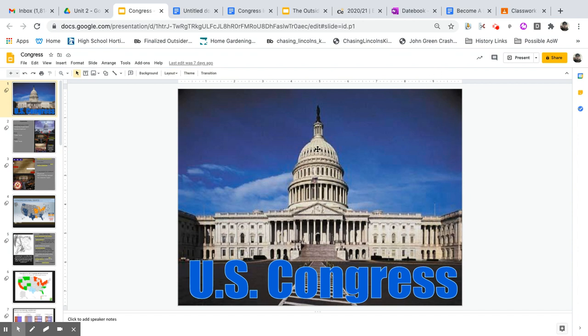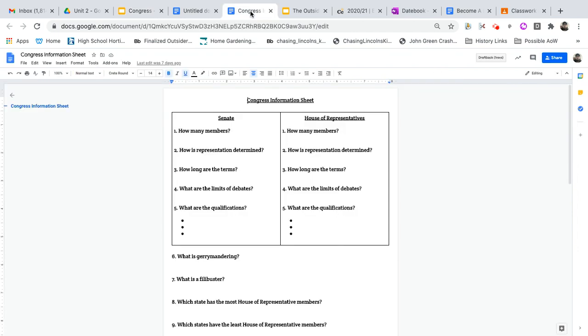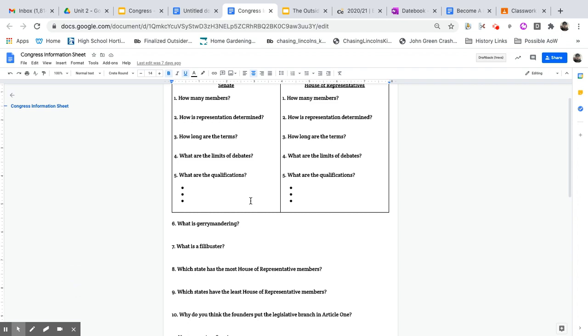So while we're going along, I'm wanting you to fill out this little sheet. You can also just take notes if you want to and do this part later. That might be easier rather than trying to flip back and forth between tabs. I'm going to talk about a lot of these questions, but I'm not going to answer every question for you. There's some stuff that I'd like you to look up on your own.